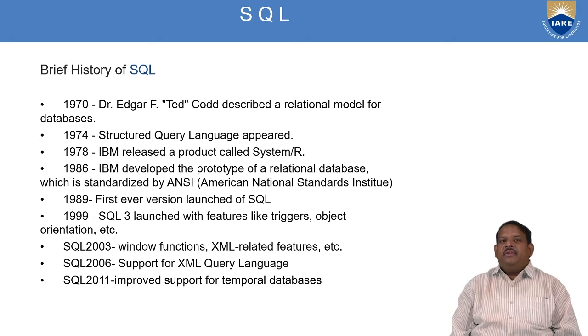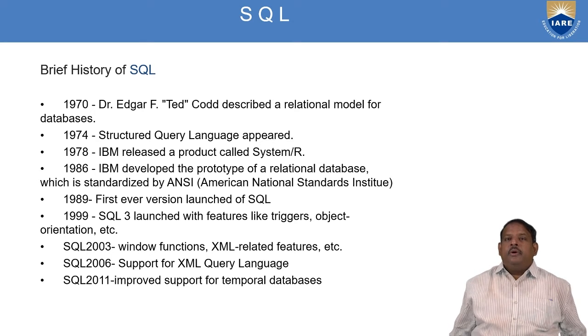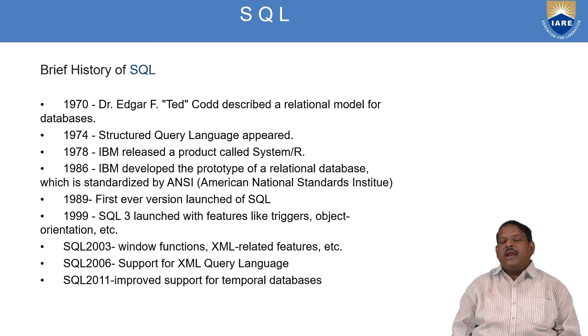In the year 1978, IBM released a product called System R. Then, in 1986, IBM developed the prototype of a relational database, which was standardized by ANSI, which is nothing but the American National Standards Institute.